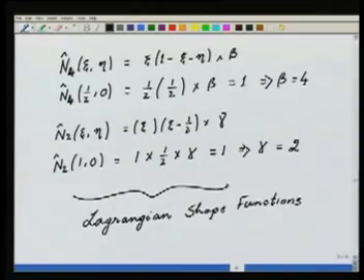So in the next lecture I am going to extend this further to the cubic approximation, to the 4th order approximation, and then we will look at some more families of shape functions, okay, that can be used in our practical problems.